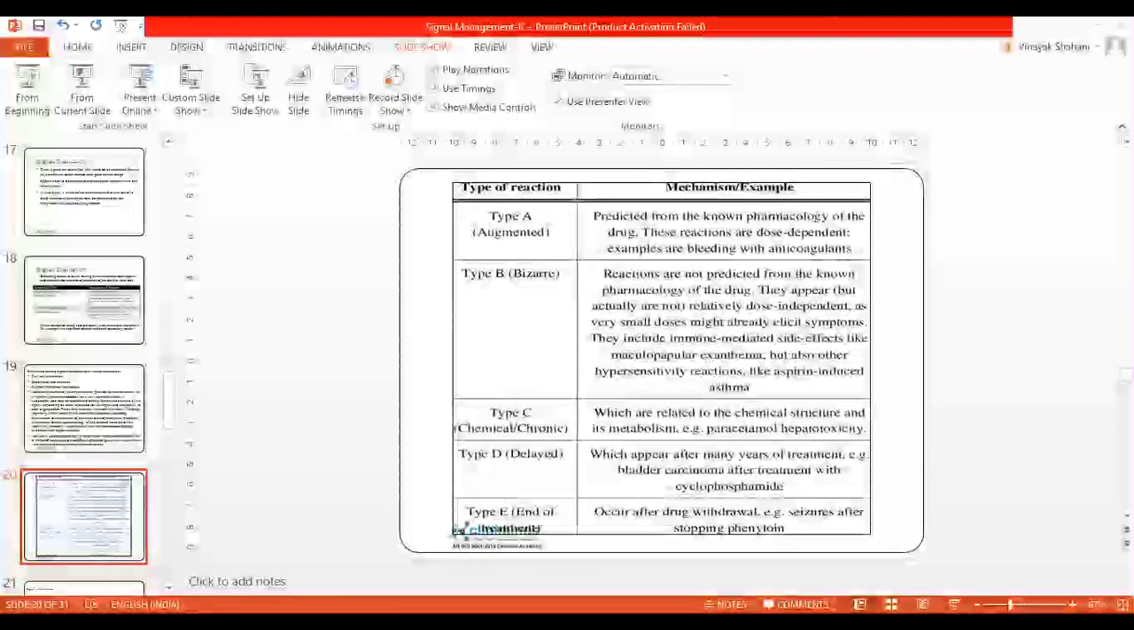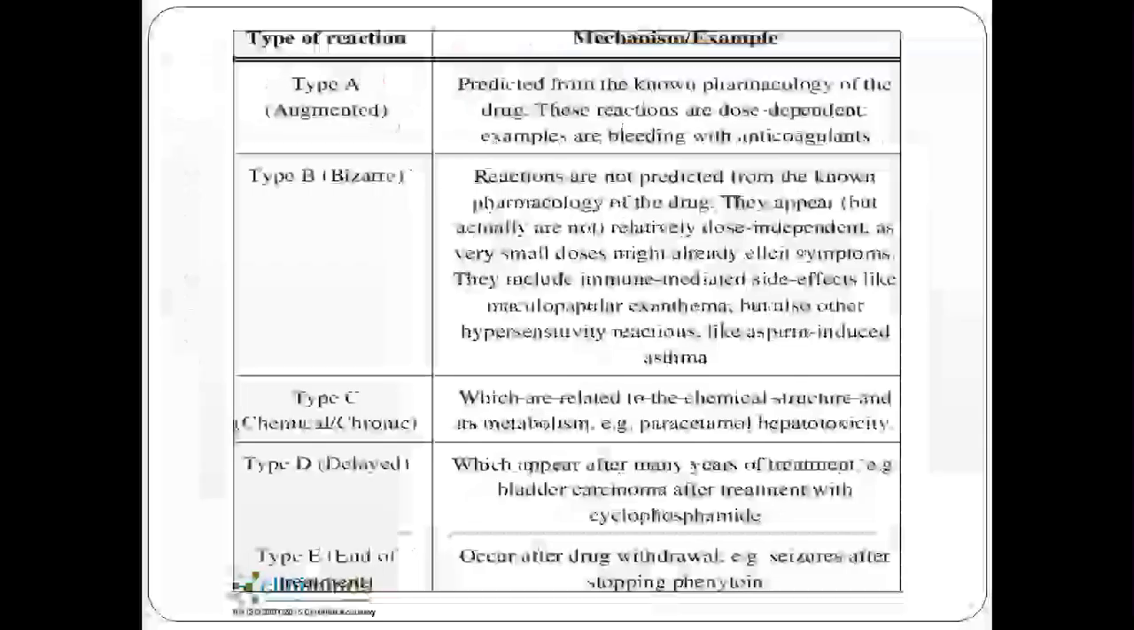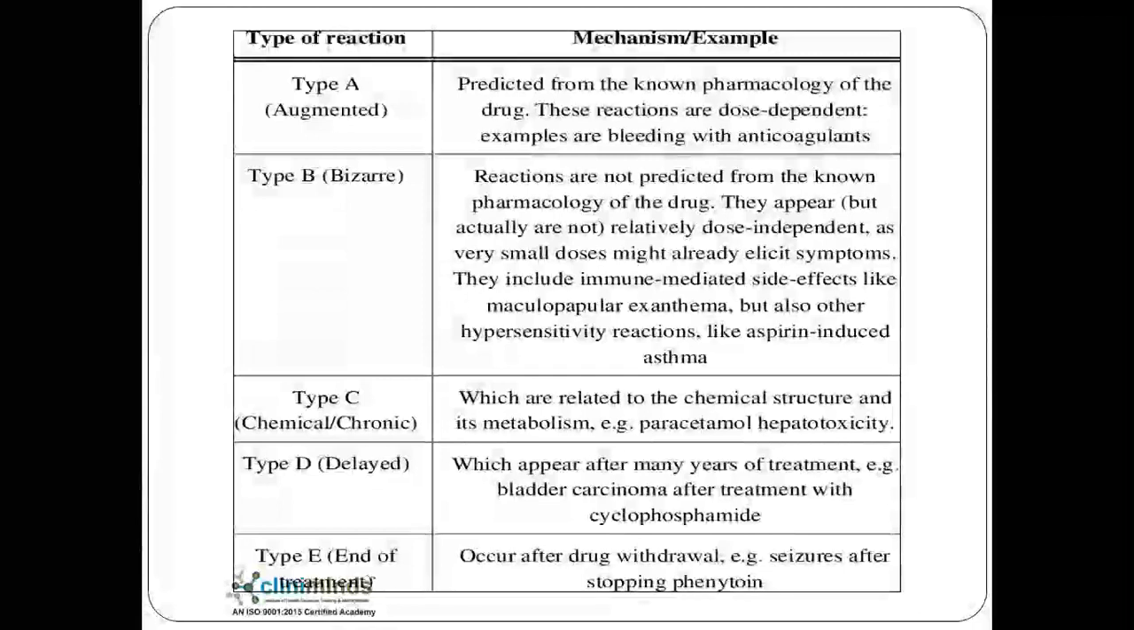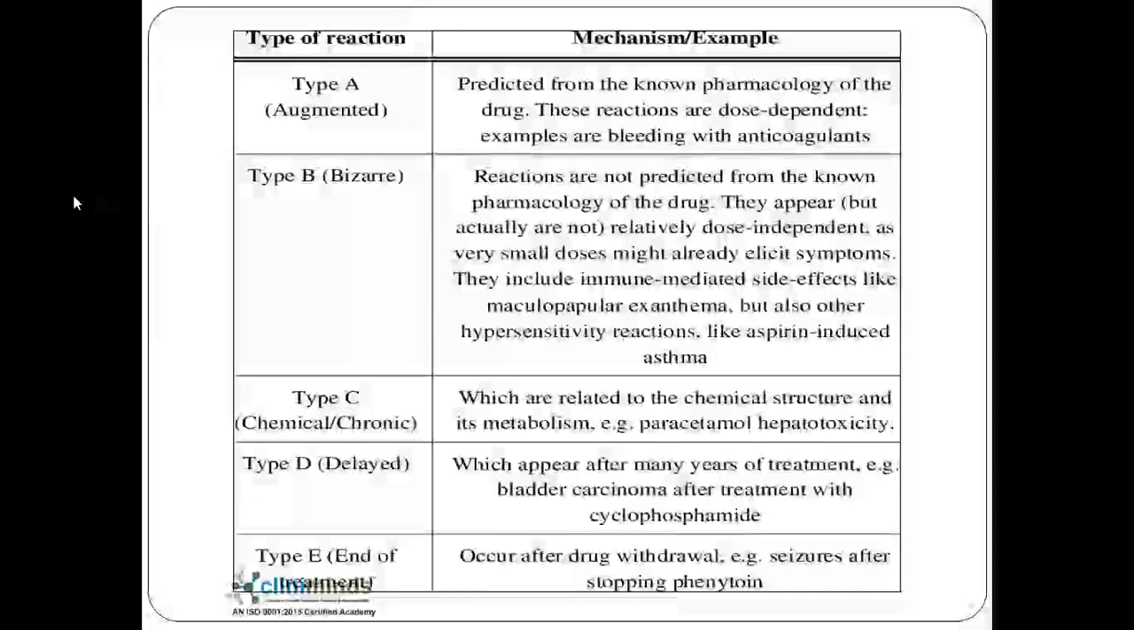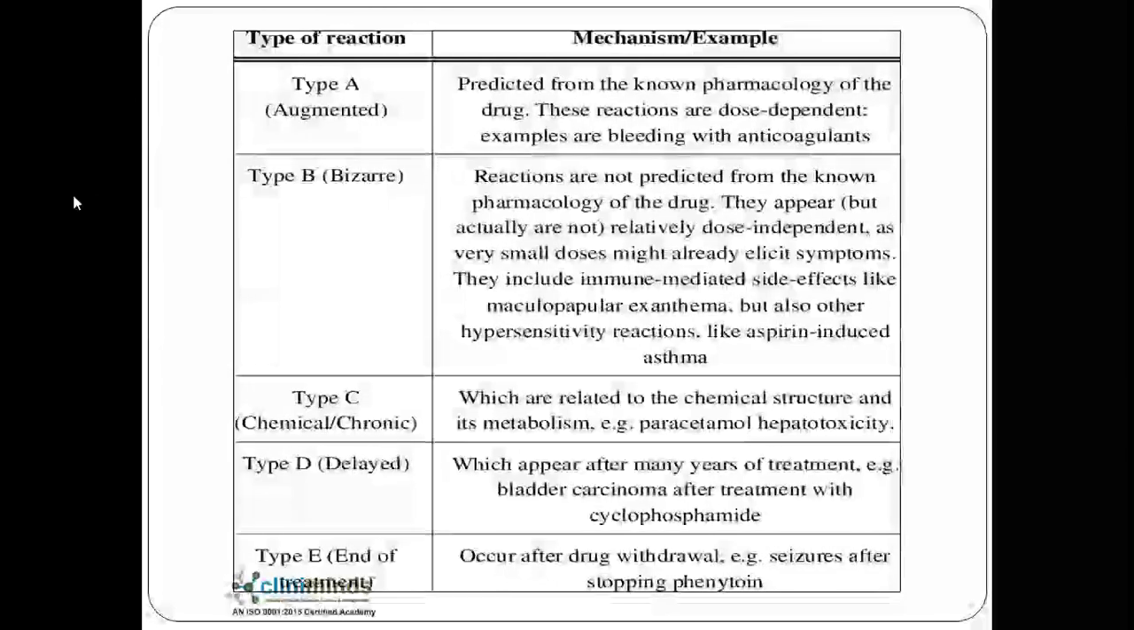Then type C are chemical or chronic types of reactions which are related to the chemical structure and its metabolism. For example, paracetamol hepatotoxicity. Type D are delayed reactions which appear after many years of treatment, the most common example being carcinomas. And type E are withdrawal reactions, which occur after drug withdrawal, for example, seizures after stopping phenytoin. So these are the types of events that could be reported. Next slide, please.